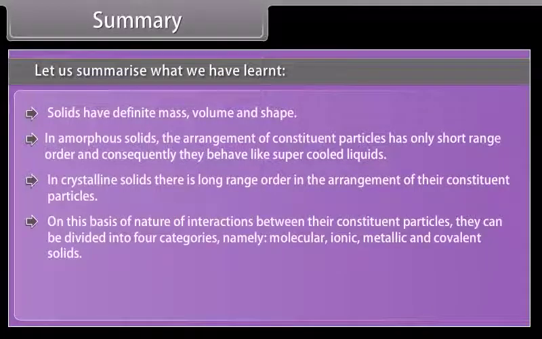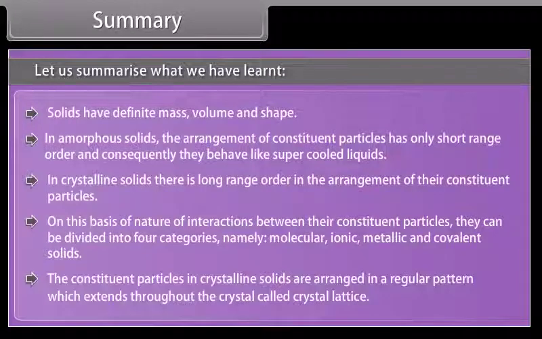On the basis of the nature of interactions between their constituent particles, they can be divided into 4 categories, namely molecular, ionic, metallic, and covalent solids. The constituent particles in crystalline solids are arranged in a regular pattern which extends throughout the crystal, called the crystal lattice.